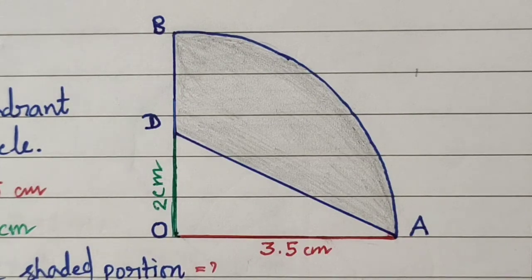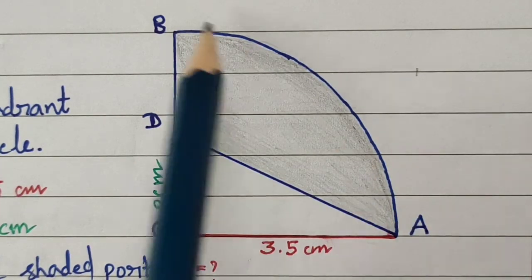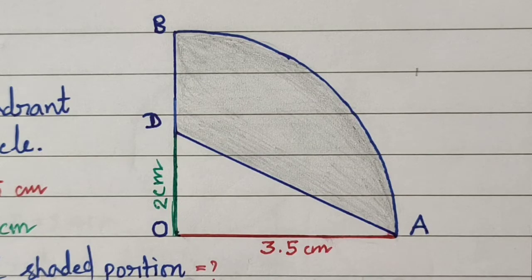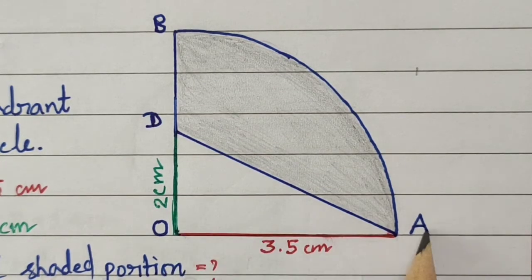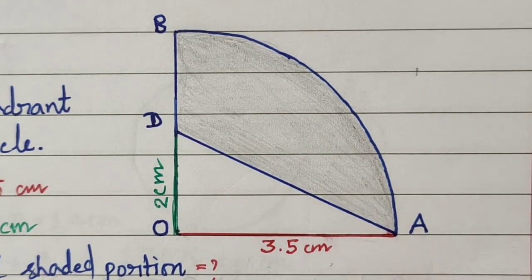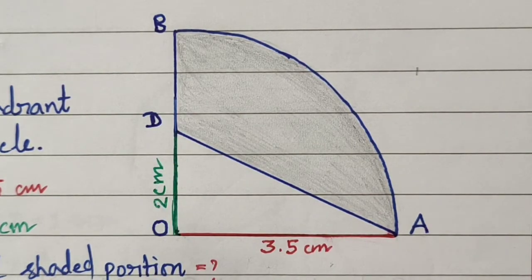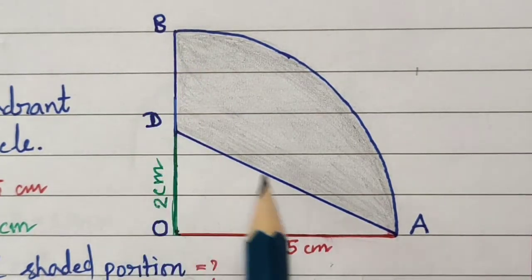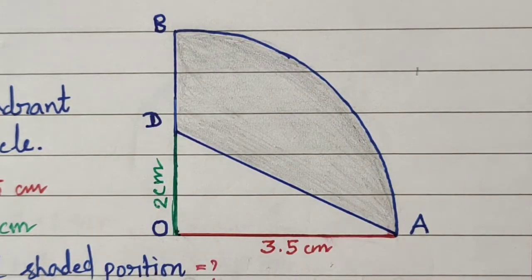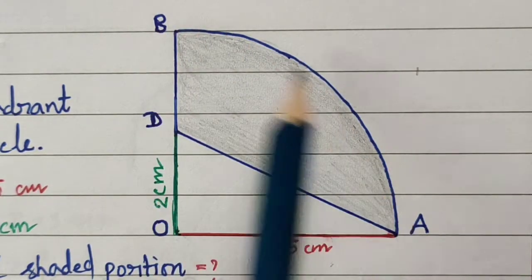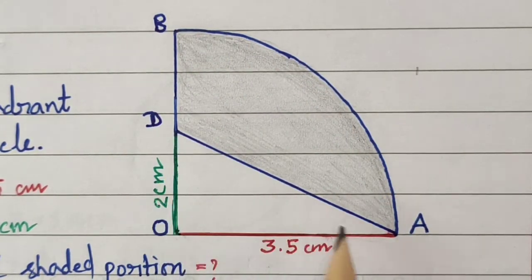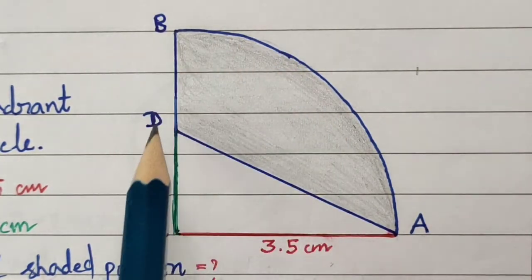In the given figure, OAD is a quadrant of a circle. The radius OA is 3.5 centimeters and OD is 2 centimeters, and we need to calculate the area of this shaded region. For that, we need to find the area of the quadrant first. From that, we have to subtract the area of the triangle. Then we get the area of the shaded portion.